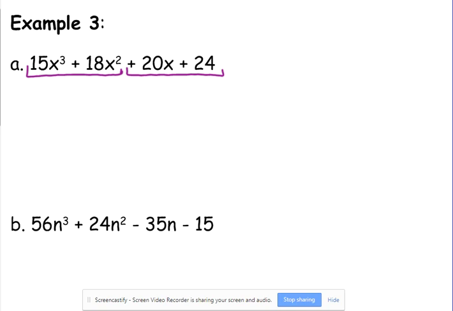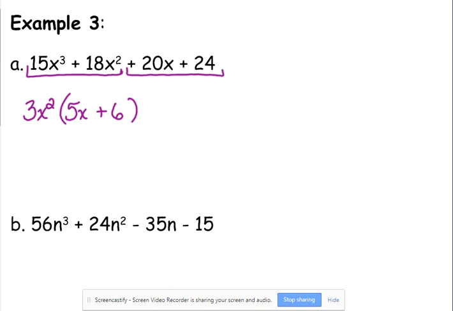So looking at the first pair, what is the GCF for 15x cubed and 18x squared? 3, what else? X squared, okay? Don't forget the x squared part. All right, so when we factor out 3x squared, what are we left with? 5x, because 15 divided by 3 is 5. X cubed divided by x squared is x. 18 divided by 3 is positive 6, and the x squared, we pulled that out.